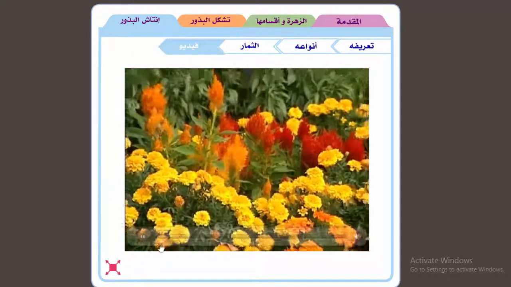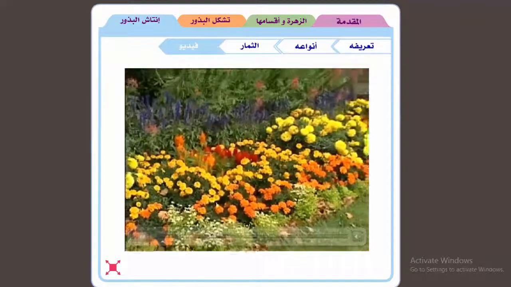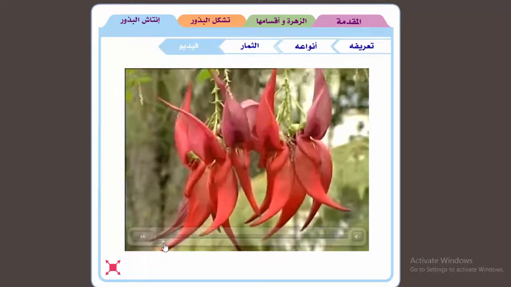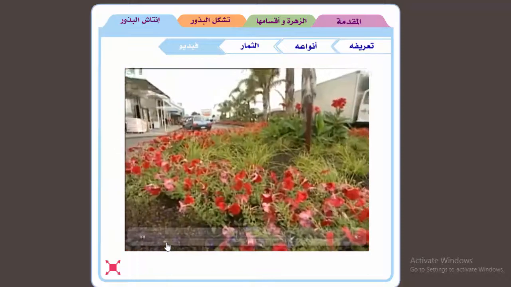For most of us, flowers are a source of pleasure with their variety. هون عم يوصف هلا ويقول الأزهار إلى ألوان كتيرة، إلى أشكال كتيرة، هي وسيلة التكاثر.